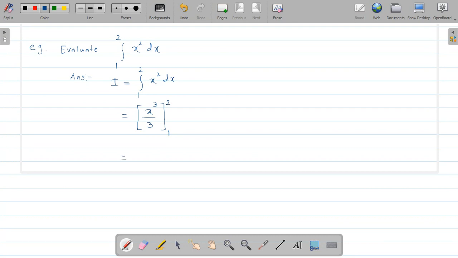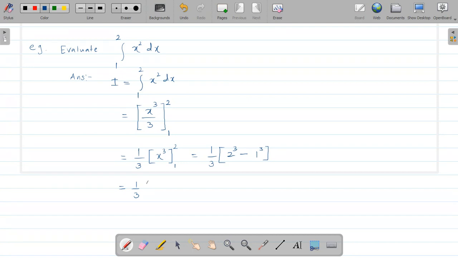Now what to do here? Next I will keep 1 by 3 outside, and in the bracket I will keep x cube, and then from 1 to 2. Now next I will write 1 by 3 as it is. Now as that theorem says, we have to put the upper limit, that is here the upper limit is 2, in place of x, so it will be 2 cube, then minus we have to put the lower limit, so it will be 1 cube. Now after this you will get the definite answer, that is 1 by 3 as it is.